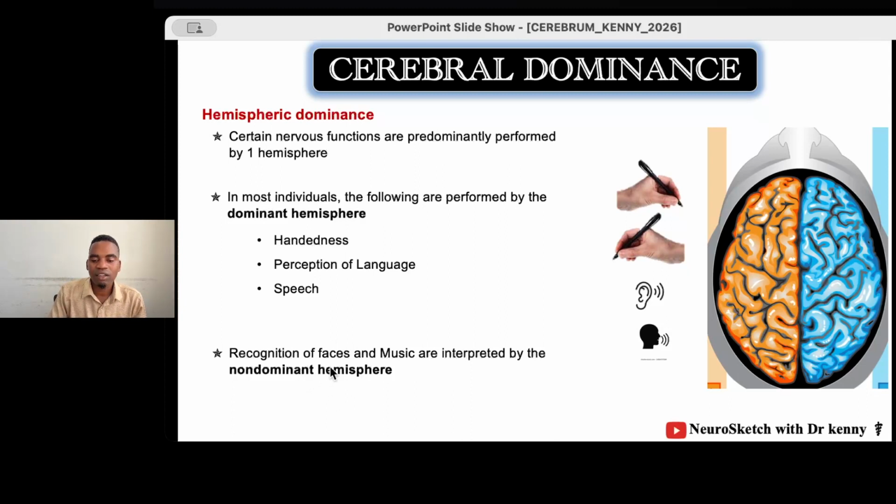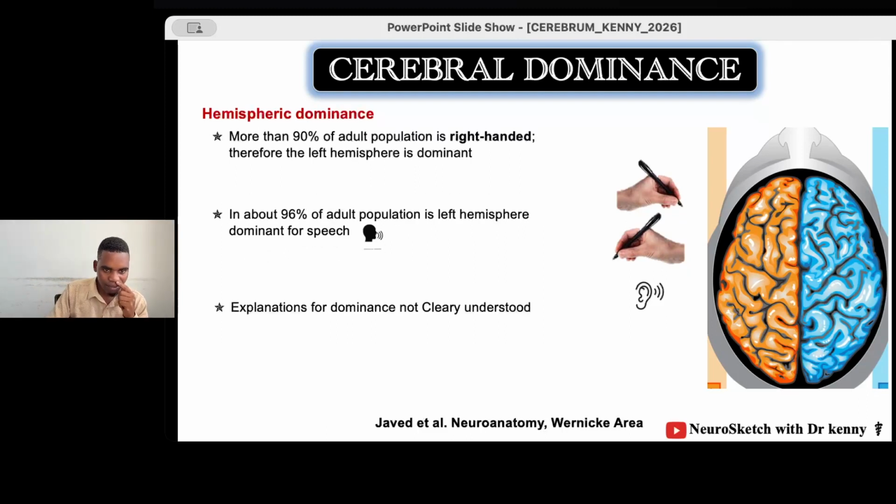But you also have some other functions which are performed by the non-dominant hemisphere, in this case the right hemisphere, and these are the recognition of faces and music. All of these are interpreted by the non-dominant hemisphere, which is the right hemisphere in the majority of individuals. For most people who are left-handed, the right cerebral hemisphere is dominant over the left, and so most likely speech and language perception are also done by the right hemisphere, because all of these are done by the dominant hemisphere. As I've said, more than 90% of the adult population is right-handed.